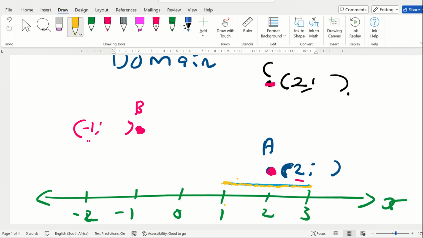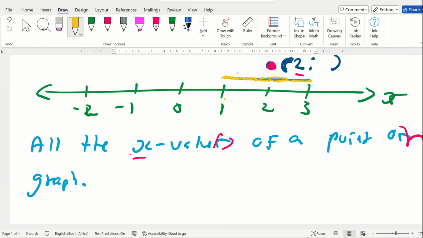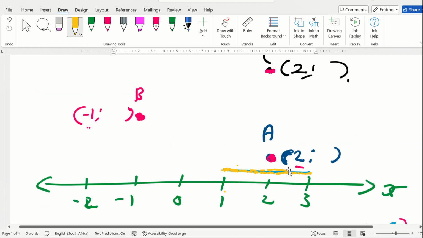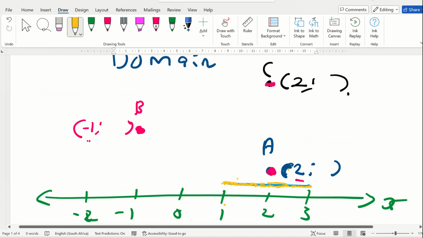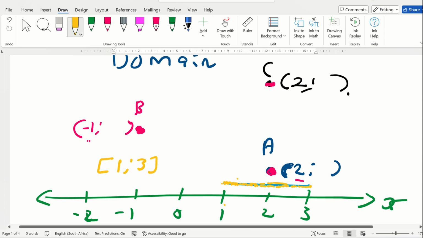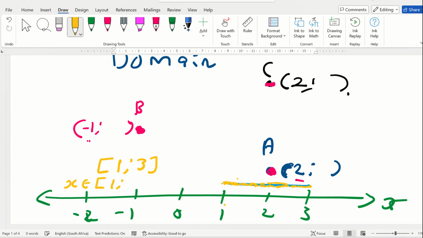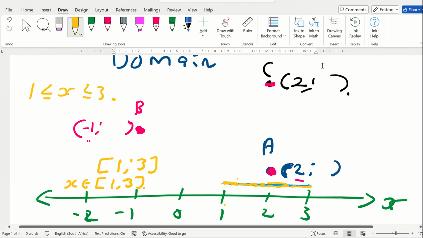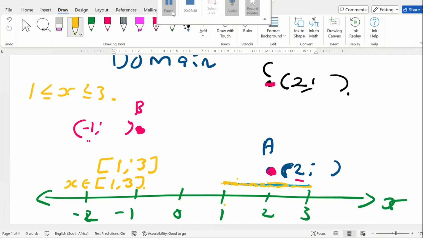So for you to include all of those x values, since the domain is all of the x values of a point or graph, you're just going to say 1 to 3, inclusive. So it means all values between 1 and 3, including the 1 and the 3, right? Some of you could represent it like this: x is an element of, you still write this, still fine. Some of you could write it like this: 1 is less than or equal to x, x is less than or equal to 3. Are we all good?